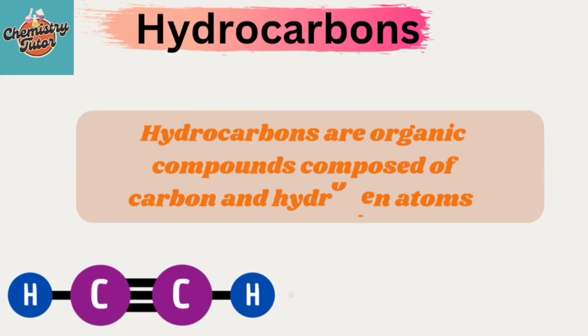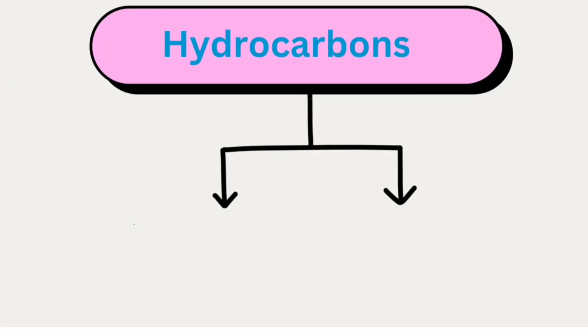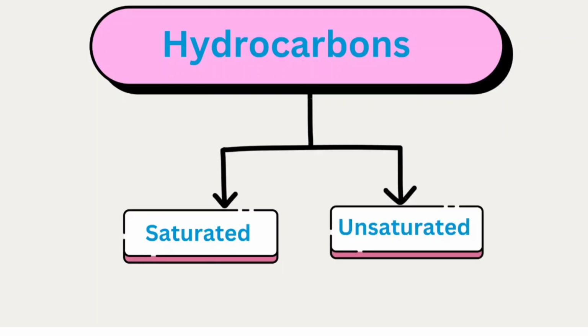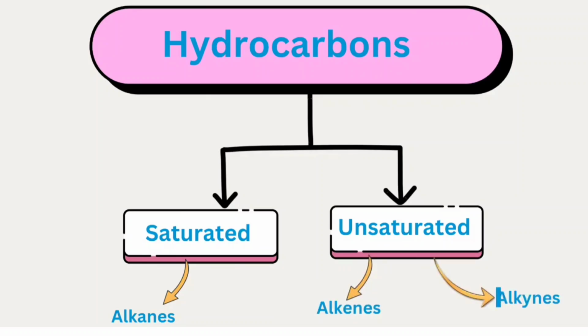Hydrocarbons are organic compounds composed of carbon and hydrogen atoms. Hydrocarbons are classified into mainly two types. First one is saturated compounds, second one is unsaturated compounds. Again, the saturated is classified into the first type, alkanes, and unsaturated is alkenes and alkynes. Let's study the difference between these three compounds.